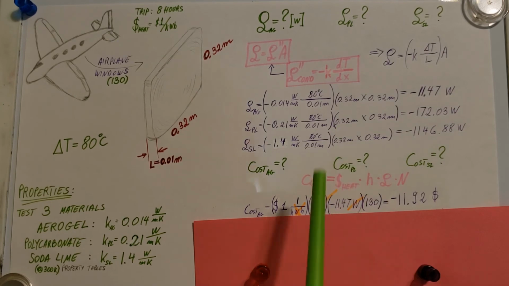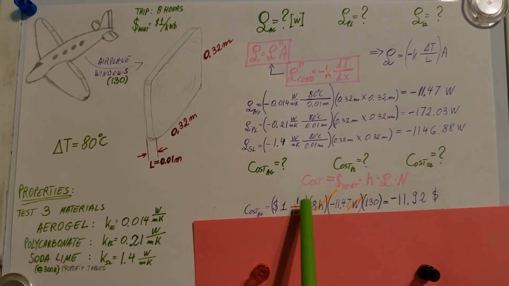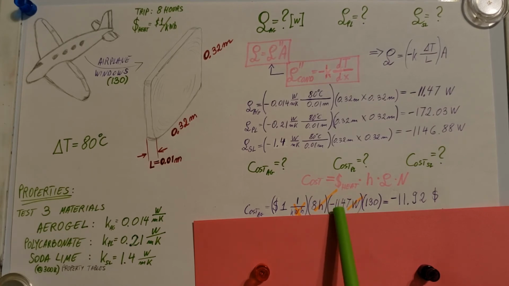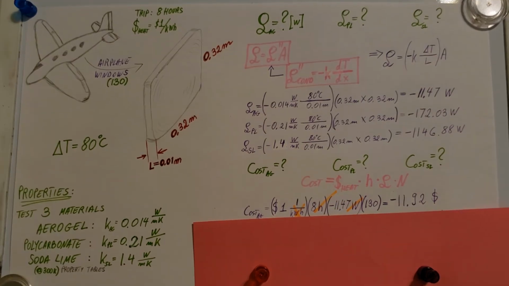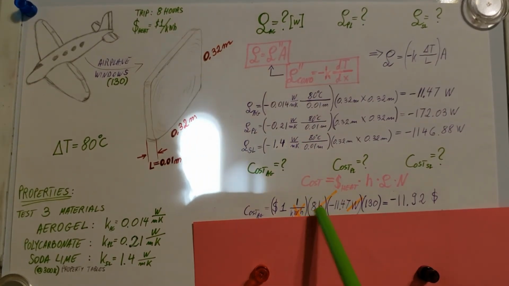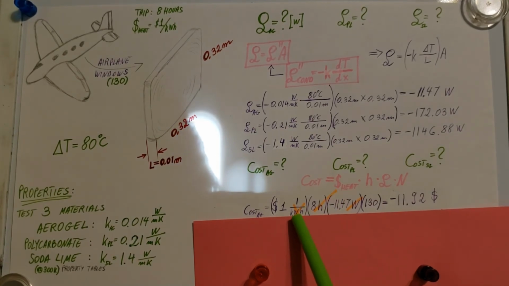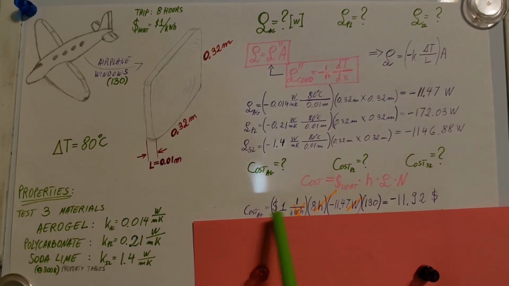There it is. The $1 per kilowatt hour, 8 hours, and 11.47 watts. Let's check units. Hours cancels with hours. Watts cancels with watts. The K is simply 1,000, so all we have to do is divide by 1,000, multiply it out, and we can see that we are losing $11.92. Those are our only units, so there you go.